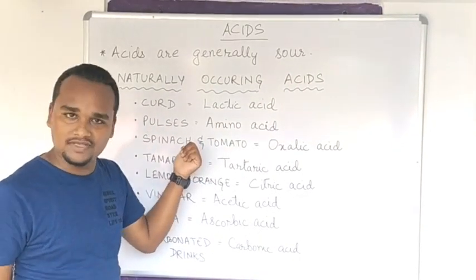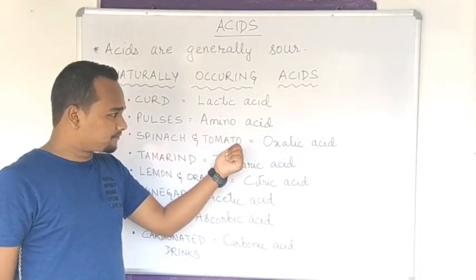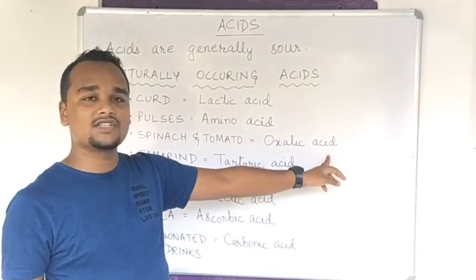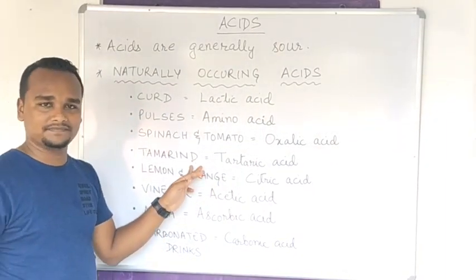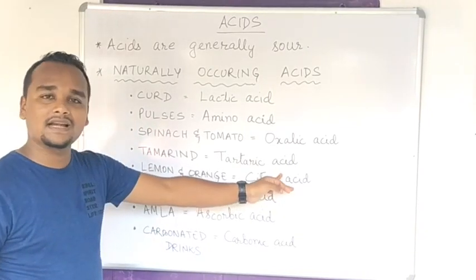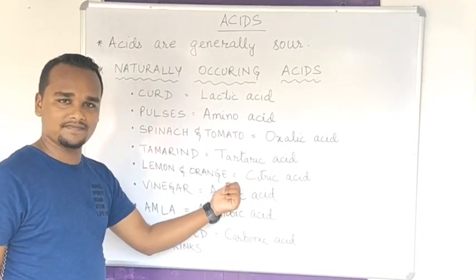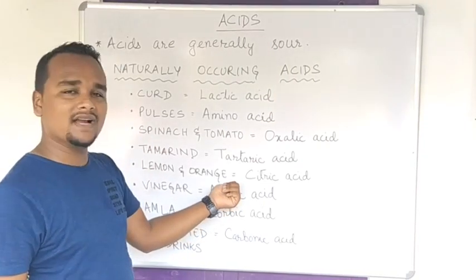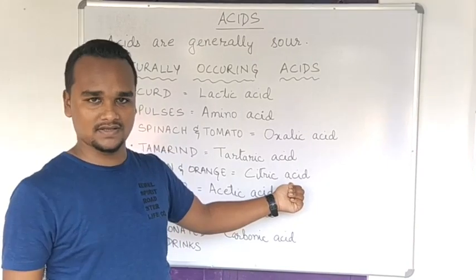Next one, spinach and tomato. Spinach is a leafy vegetable. What kind of acid do spinach or tomato contain? They contain oxalic acid. Next one is tamarind. Tamarind contains tartaric acid. Lemon or orange. Since they are citrus fruits, why are they called citrus fruits? Because they contain citric acid.